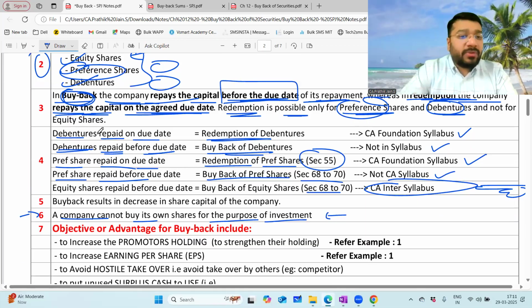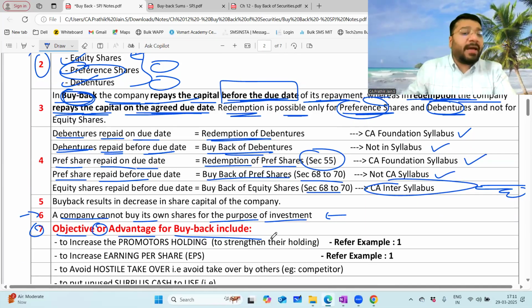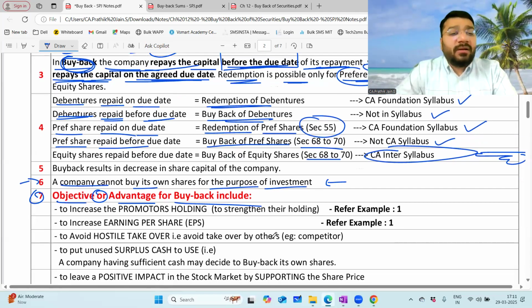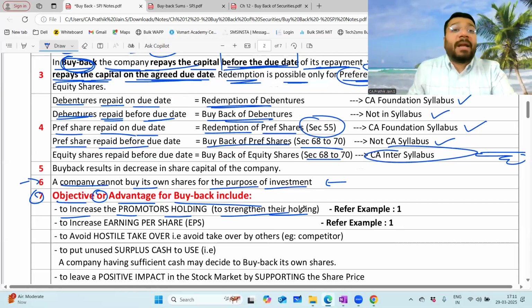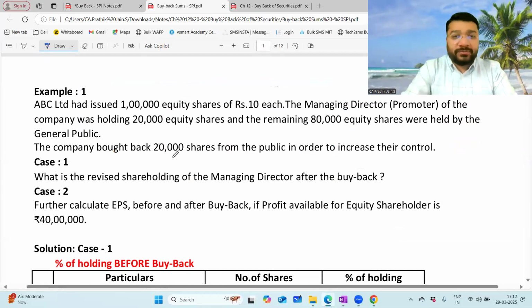Now, the 7th point: what is the objective or the advantage of the buyback? The first one is to increase the promoter's holding, that is, to strengthen their holding. You can understand this through a practical question, so I've drafted one. Can we see that?